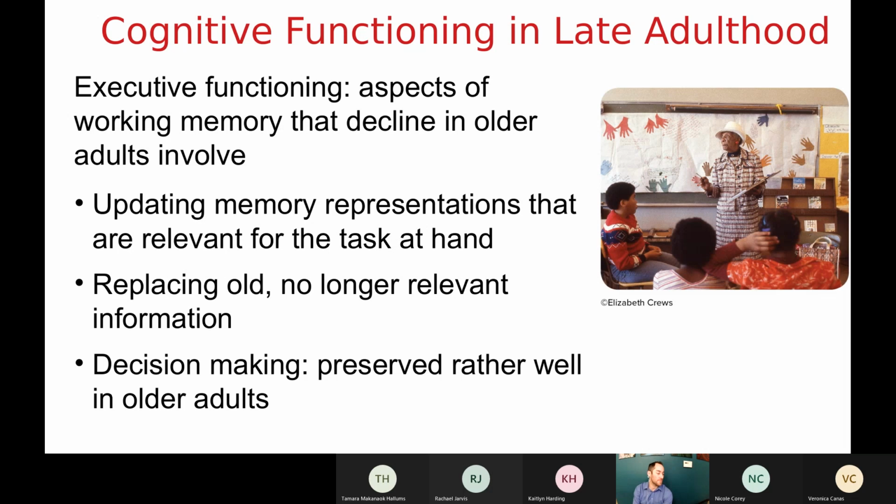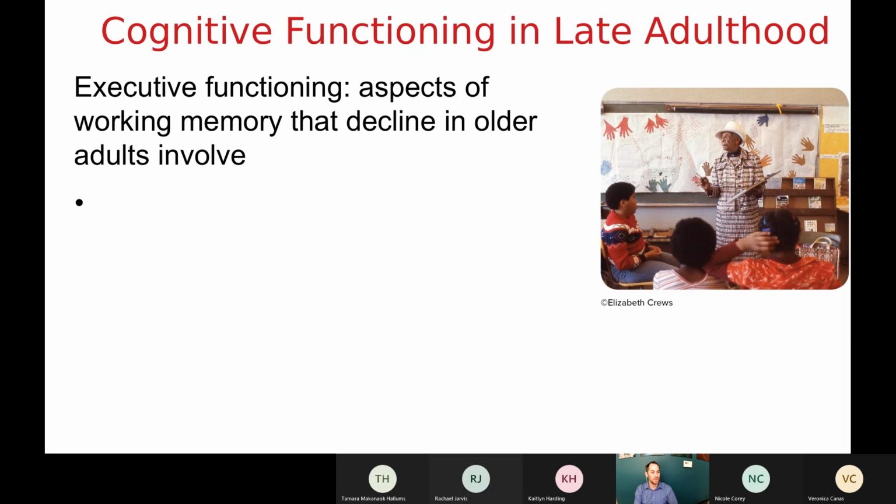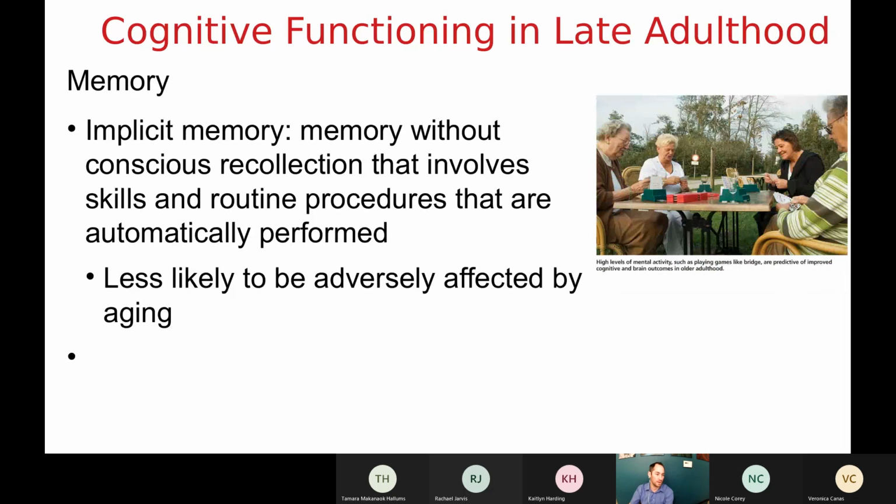Decision making specifically is one aspect of executive functioning that doesn't seem to be affected by aging as much. So the ability to basically judge and make decisions stays pretty constant throughout life. Versus the processing speed, goal setting, monitoring your goal progress, that will tend to slow down. So other things you can do, this game actually right here, these people are playing bridge.